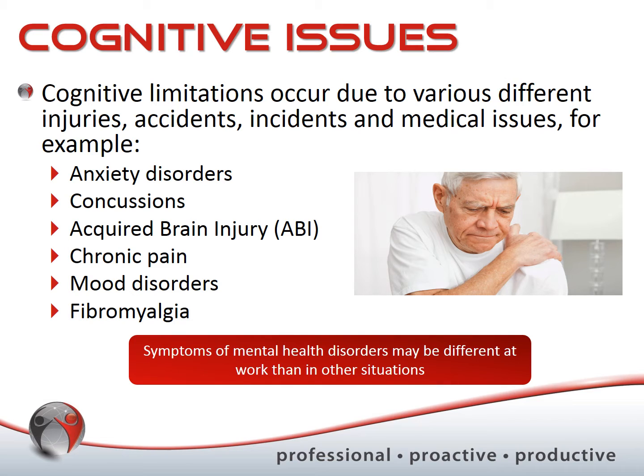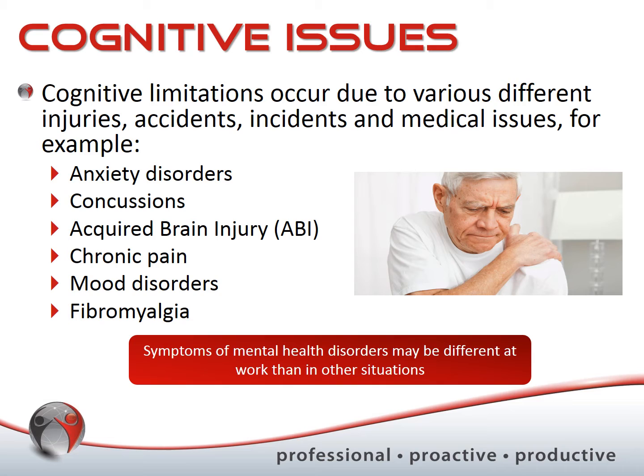So cognitive limitations or issues occur due to various injuries, accidents, incidents. I mean, there's a million reasons why somebody has a cognitive issue. It might be something that is internal, something that they've had for their entire life. They have a learning disability, for example, and they need to learn in a different way. That's something that they may have been born with, right? They may have carried that through for a long time.